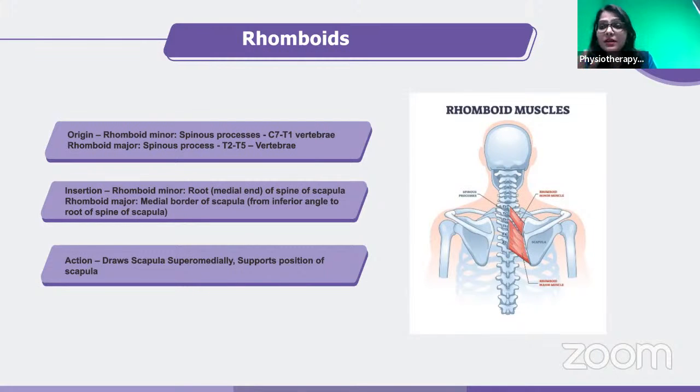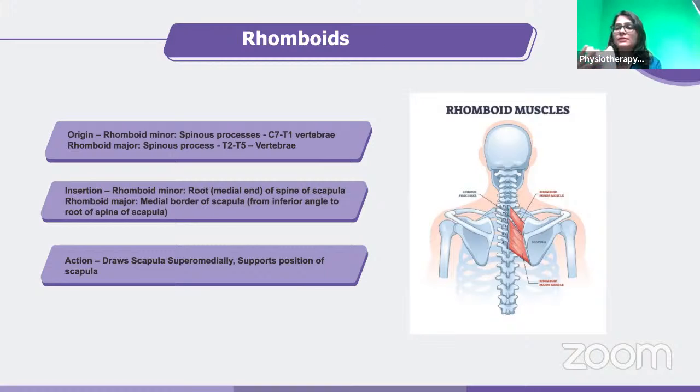Rhomboid major, as it is a bit larger muscle, it has the origin from T1 to T5. So wherever exactly this scapula is present, that is from C7 to T5, there exactly the rhomboid minor and major take the origin and get inserted into the spine of scapula. So this is the origin, C7 T1. T1 to T5 is the origin of rhomboid major. So it is getting inserted on, see, again, the medial border of the scapula.